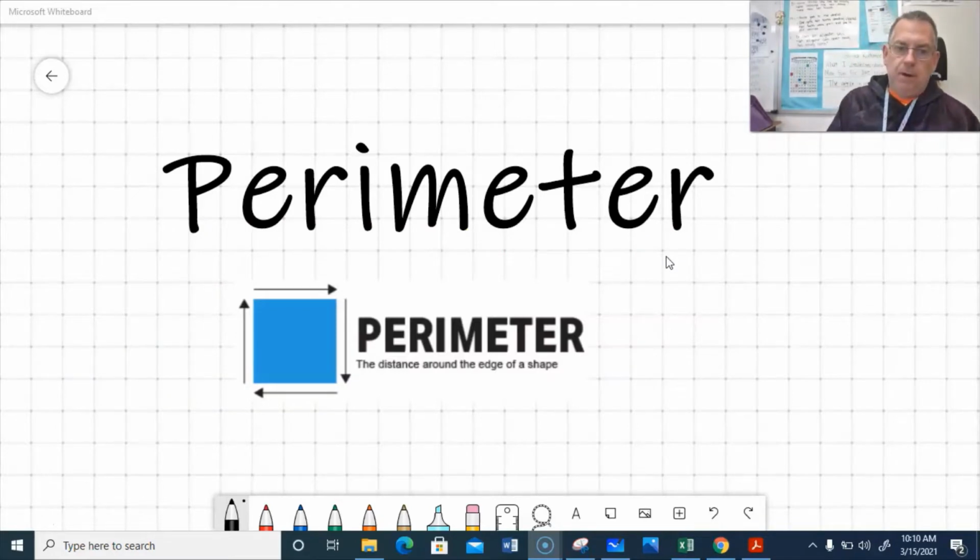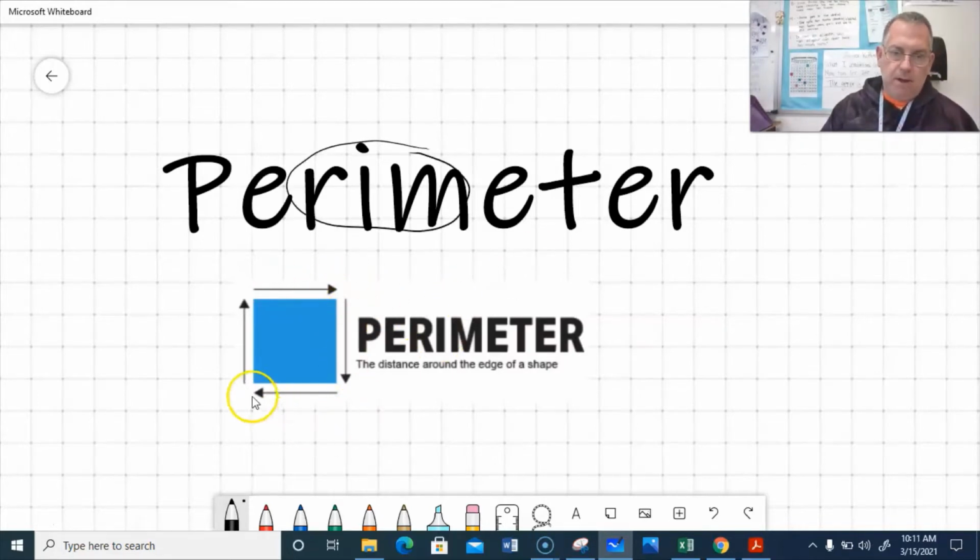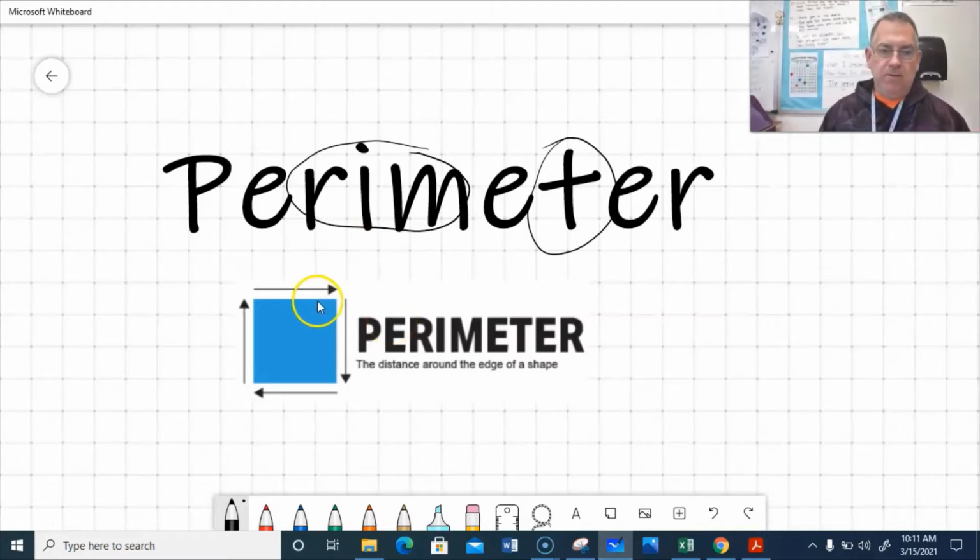So perimeter. Perimeter is the measurement of the rim. That's the distance around a polygon, or really any two-dimensional shape. And we also have this T right here, which looks sort of like the plus symbol. For perimeter, we add all sides. If a shape has 4 sides, we would add up all 4 sides to calculate the perimeter.